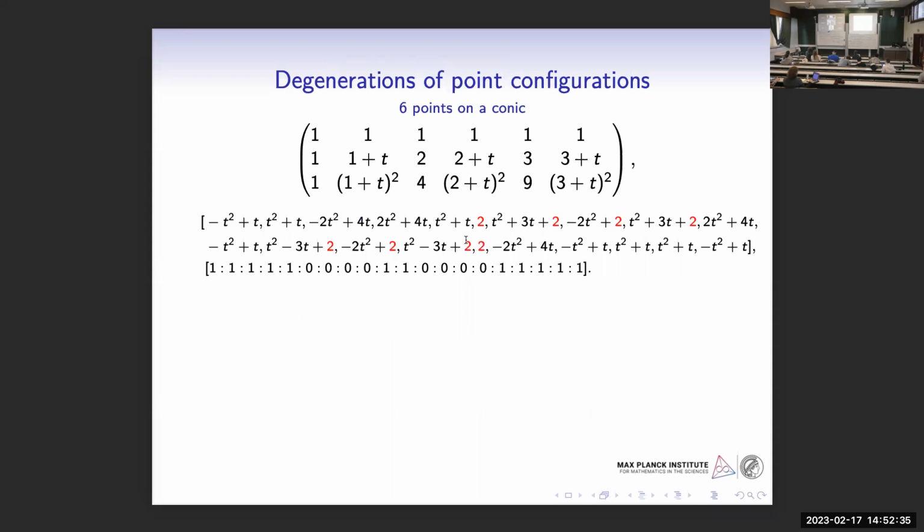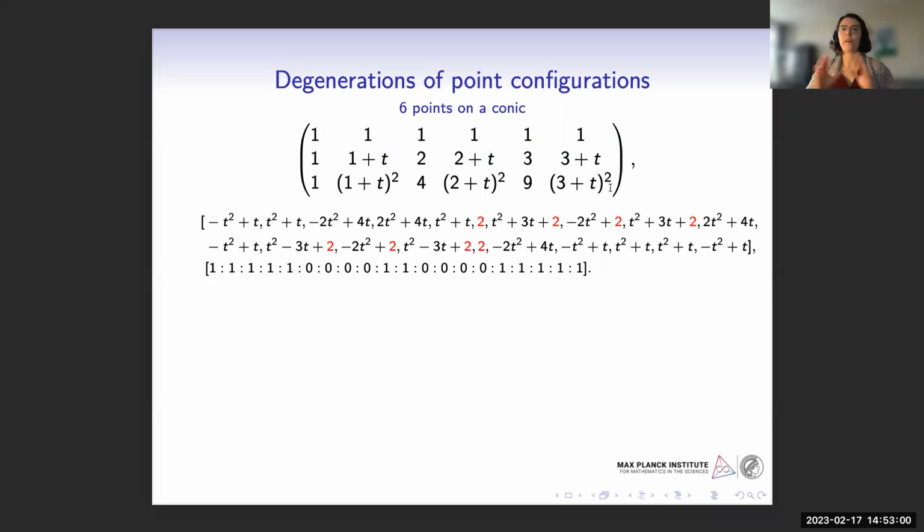Okay. So let's look at an example again of degenerating point configurations. Since 4 points on P1, we've already looked at them kind of. So let's go to 6 points on a conic in P2. They live on a conic, and I want to degenerate them. So I have this parameter T.